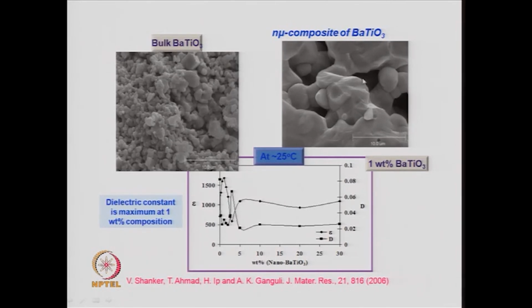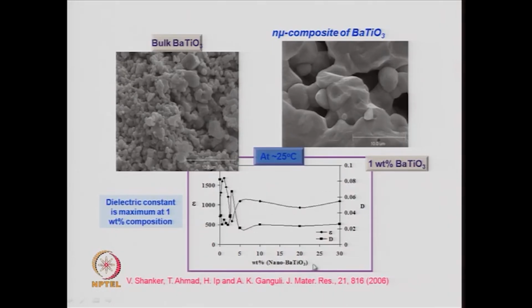And the dielectric property, this is only 1 weight percent of the nano barium titanate that has been added. So, 99% is the micron sized particles and 1 weight percent is the nano sized particles. When you make a composite of that, how do its dielectric properties vary? So, epsilon here is the dielectric constant, and you plot it as a function of the weight percent of nanoparticles. So, you can add 1%, 2%, 5% like that.